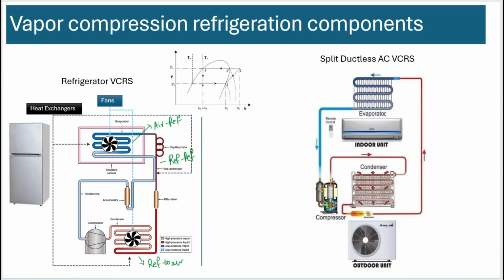And the same thing is true for an air conditioner. You have the evaporator, condenser, and sometimes you'll have the suction line heat exchanger. Some advanced compressors have heat exchangers inside them, again to cool the refrigerant, but we're not going to look into that for now.